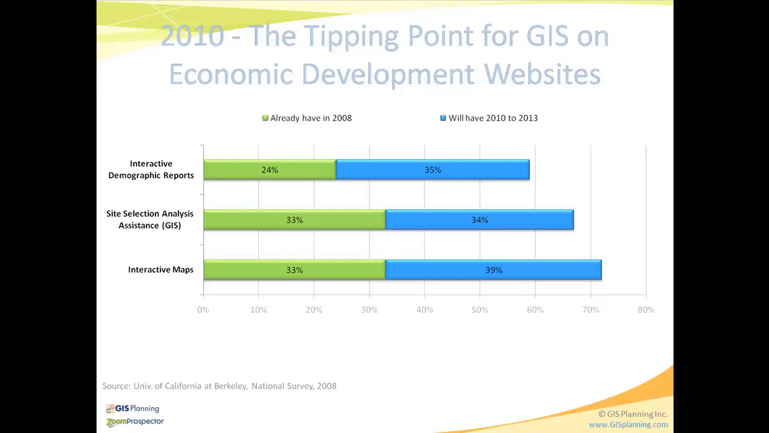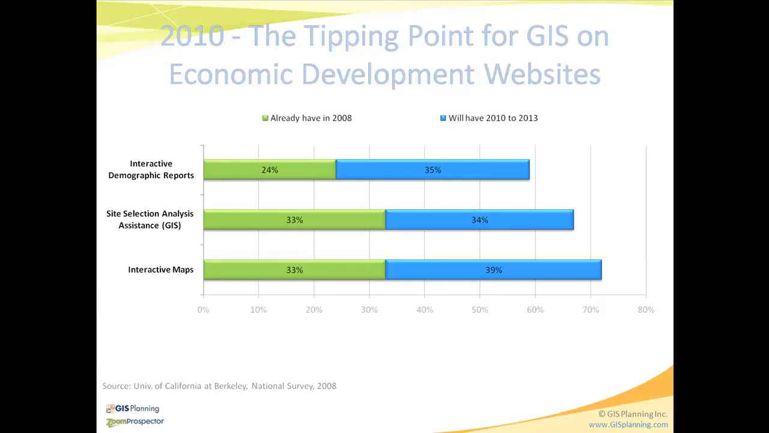In blue, what you're seeing is what these economic development organizations across the country are saying they plan to implement between 2010 and 2013. So you can see there are more organizations that are implementing these new interactive GIS features than previously had them up until 2008. So the majority of all economic development organizations are going to add web-based GIS features to their websites within the next 3 years.